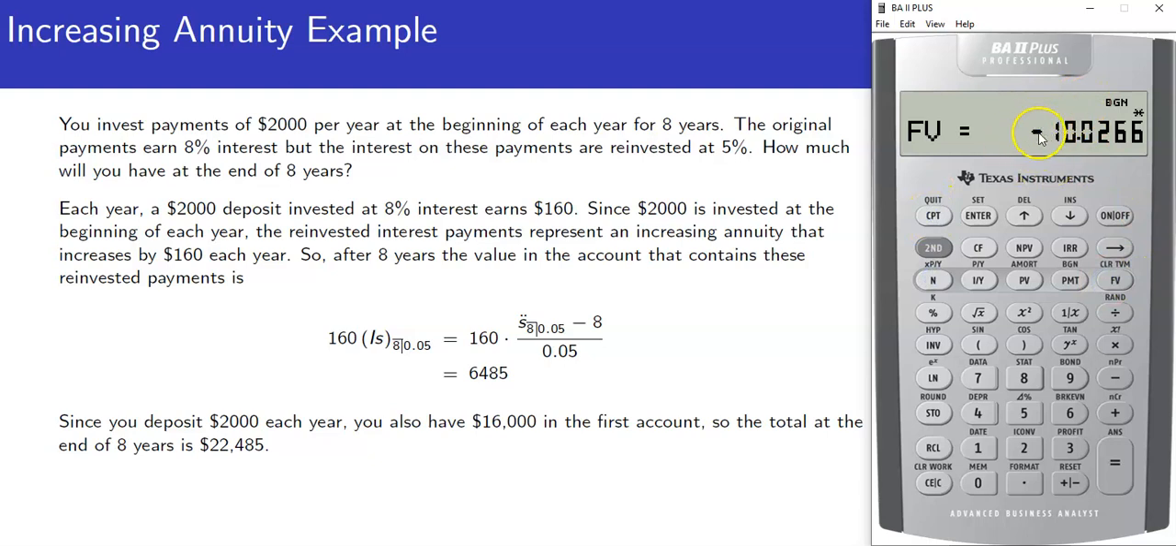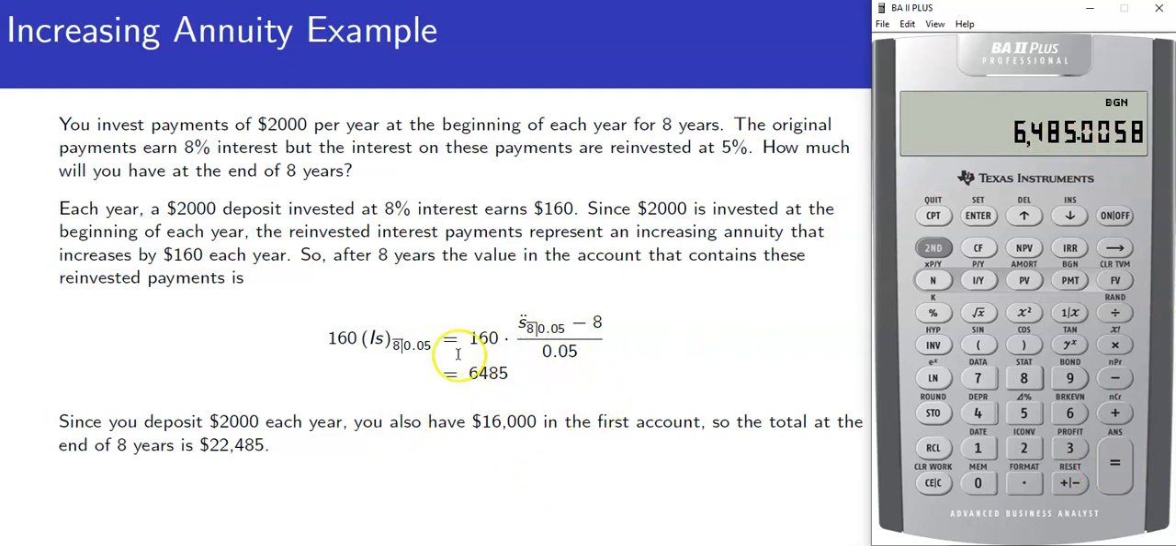Notice in this case it's negative because I put my payments as positive, so I'll flip that sign around. We want to subtract 8 and then divide by the interest rate. And then we need to multiply by 160. And notice that we get $64.85 in that case.